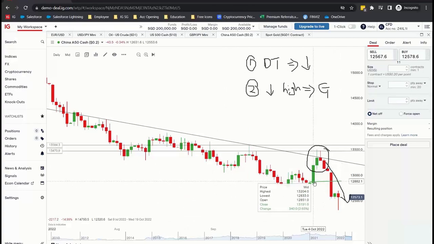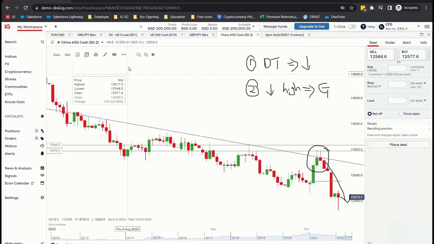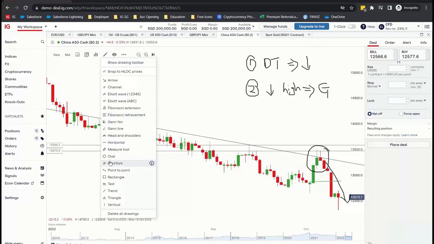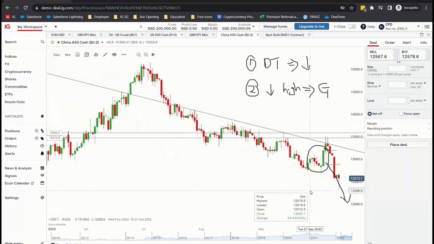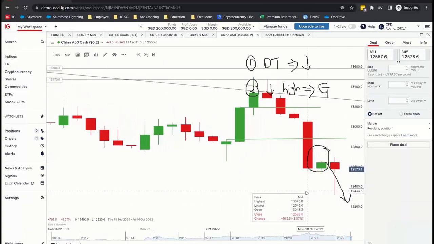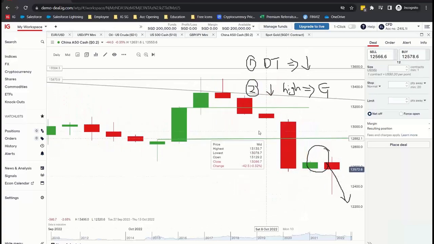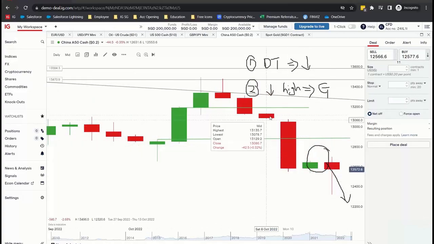And can I use this wash line? The answer is no, because there's a new bar being formed already. So this one is higher than the previous one. So I'm going to take these two again, and then take this point to point and start drawing. All right. So you realize that our trade happens at where? At this particular bar here. This one.